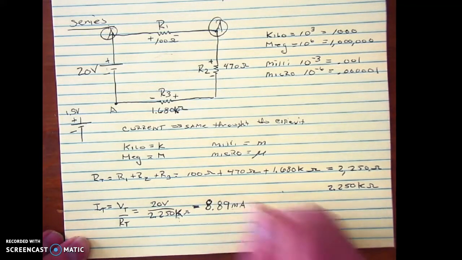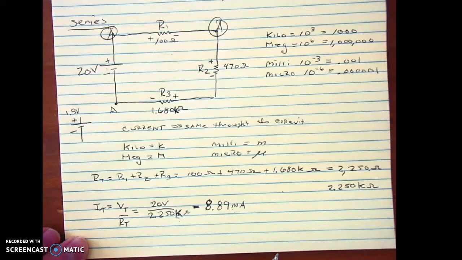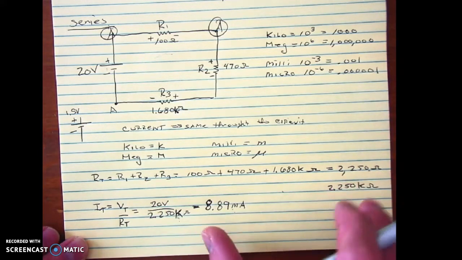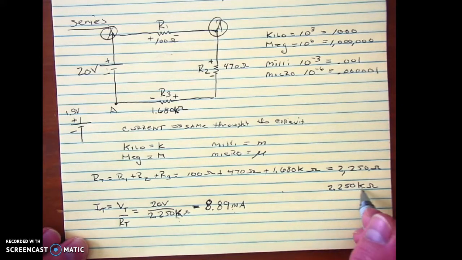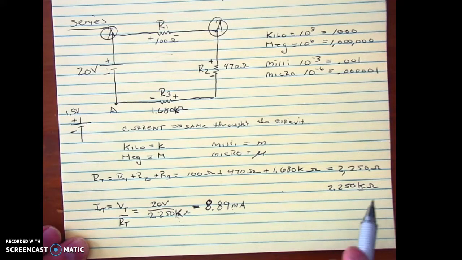So if I add all these up, I'm going to use my calculator: 100 plus 470 plus 1.680 exp to the 3.